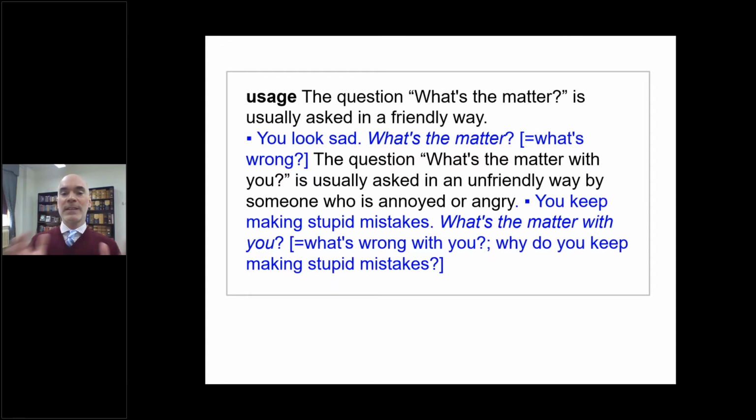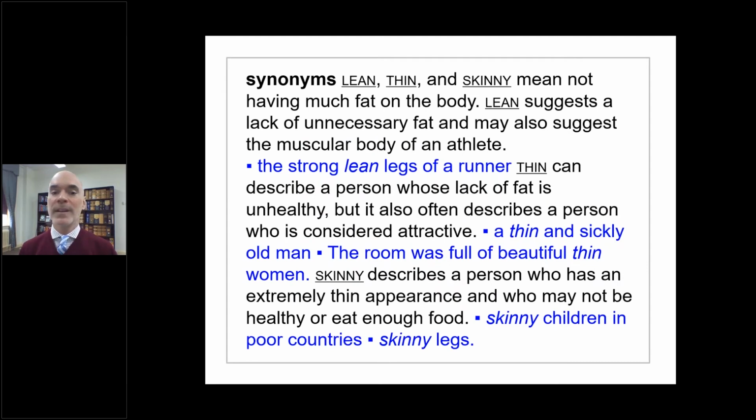So you can see in this kind of usage note, we make that clear that this word matter can tip in either direction depending on the context. Again, more synonyms: lean, thin, and skinny. They are almost synonyms, and yet they're never used the same way. I'm going to move quickly through this, but you can look at these slides or look at these entries in the dictionary afterwards if you like.